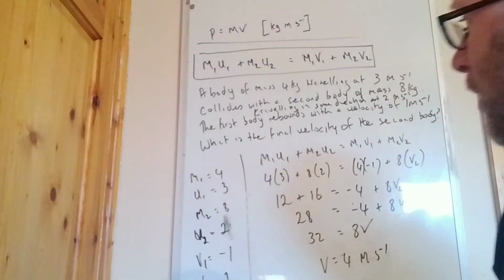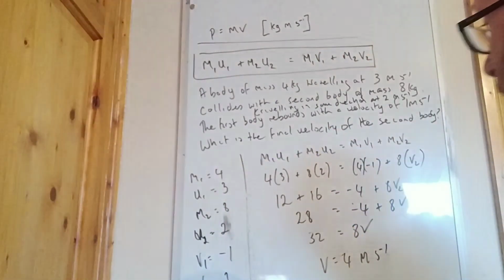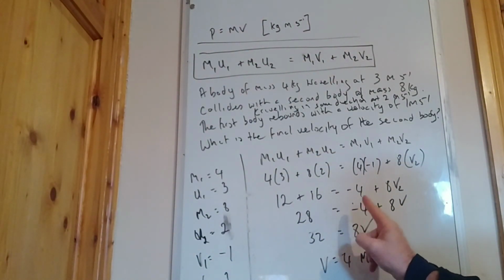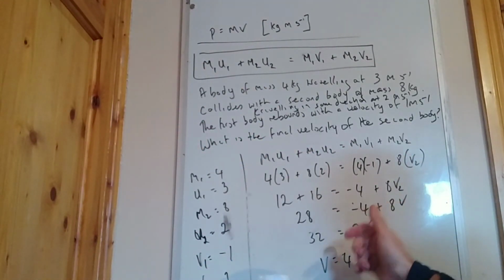The total momentum before is 28. The total momentum after is 28. If you look at it, the first body has a momentum of minus 4 because it's in the opposite direction, and the second has a momentum of plus 32.